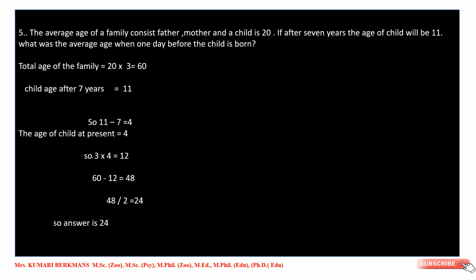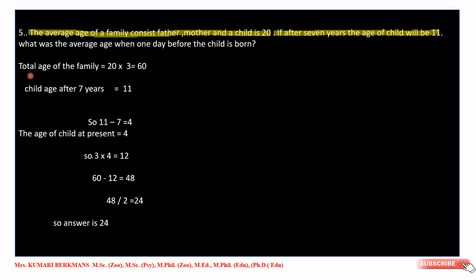So the question given here is: the average age of a family consisting of father, mother and a child is 20. After 7 years the age of the child will be 11. Our question is, what was the average age when one day before the child is born?